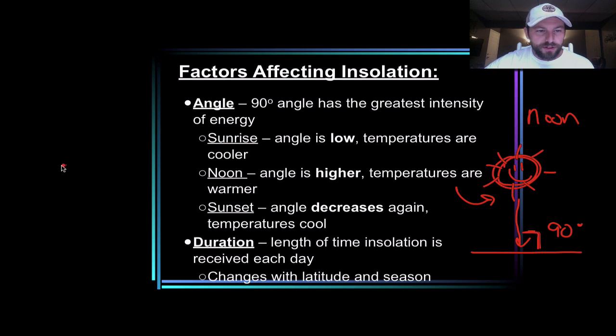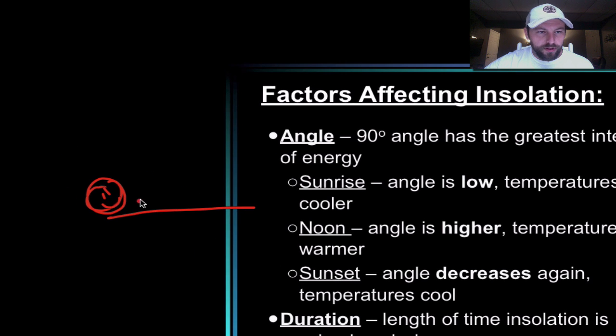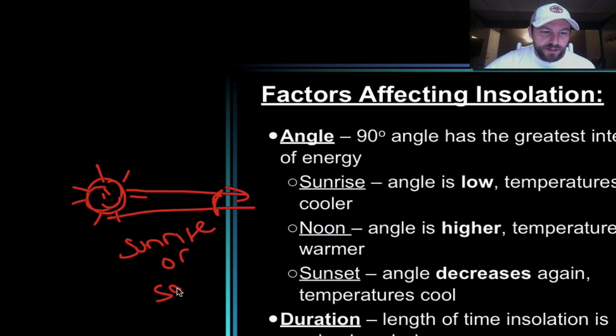At sunrise or sunset, the sun is barely peeking up over the ground. Here's our sun. It's just coming up over the horizon, and the sun's rays come in like this. Notice that the angle here is pretty small. So this would be sunrise or sunset. Either way, the angle at which the sun's rays hit the Earth's surface is a very low angle. Low angle means we're going to have lower intensity of radiation and lower temperatures.